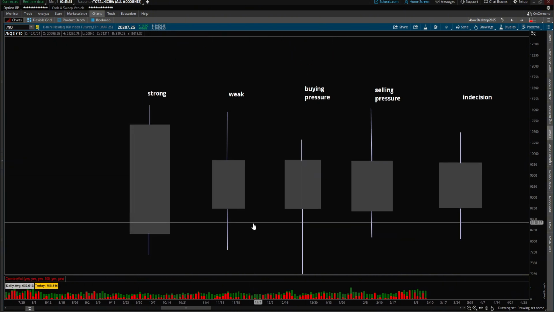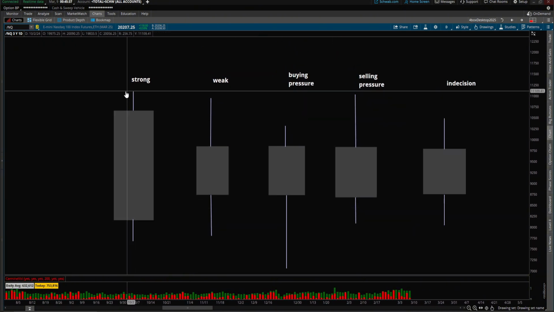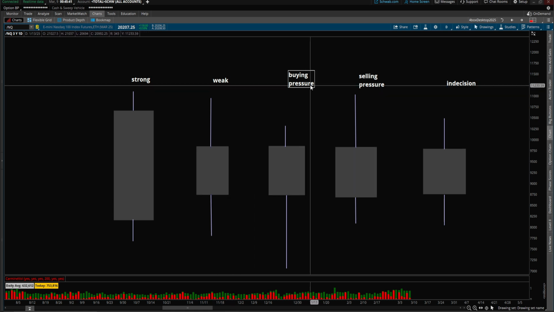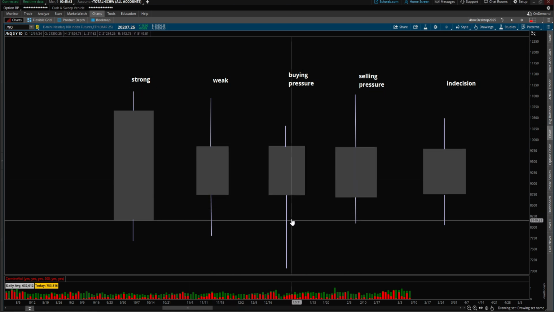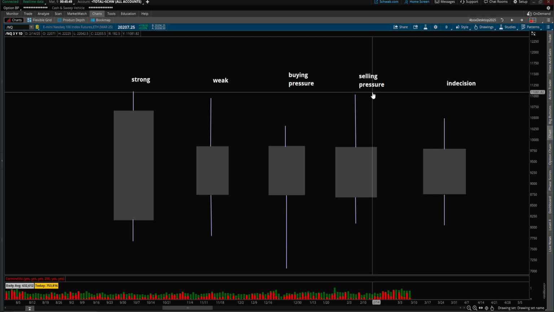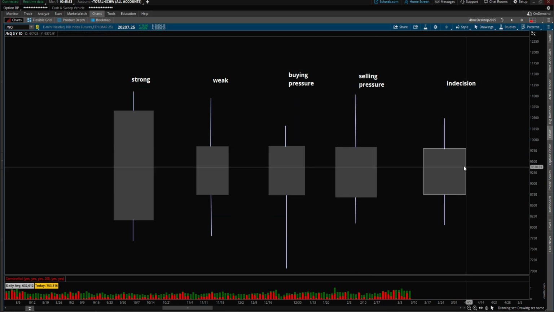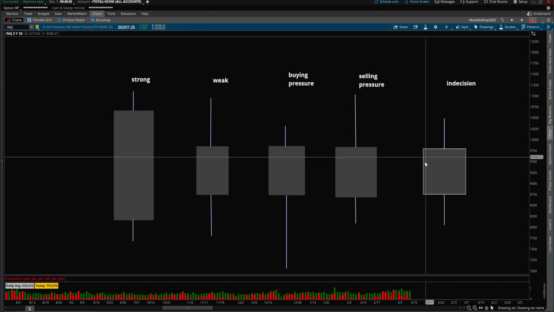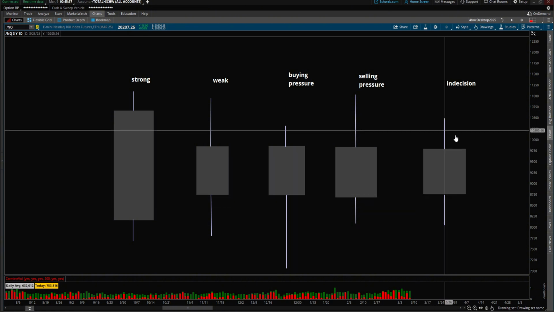Then we went over types of candles. We have strong candles with wide bodies, weaker candles with small bodies. There's more buying pressure when there is a longer lower wick, and higher selling pressure when it's a longer upper wick. And then we have indecision candles with smaller bodies and equal size wicks.